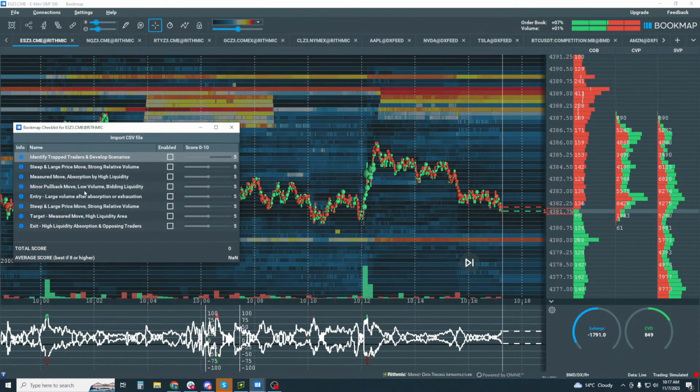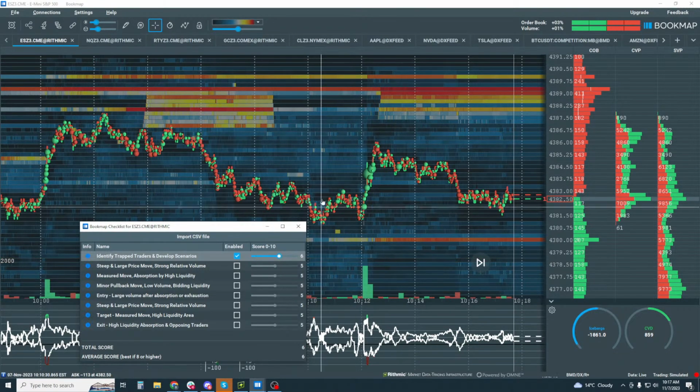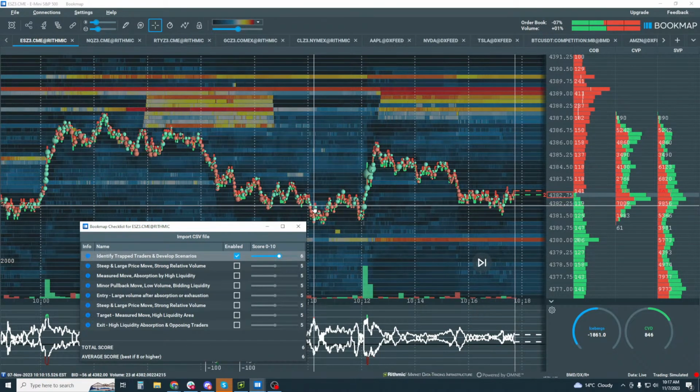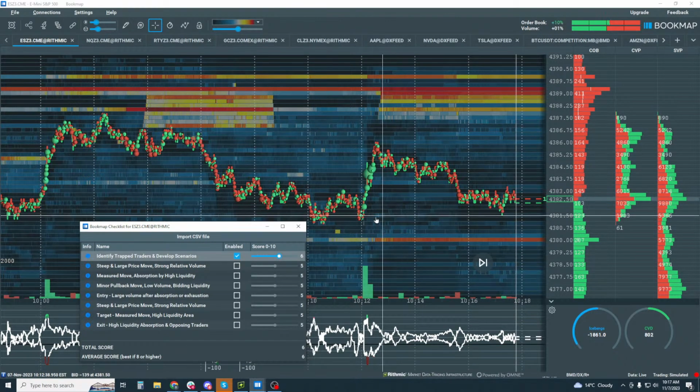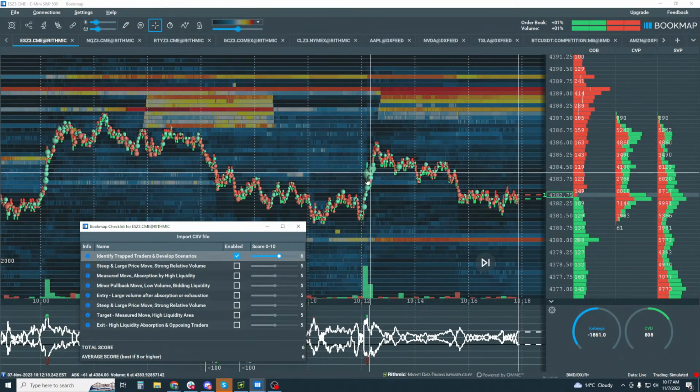I can start to go through and I can grade my pattern as well. So identifying these elements in here. Can I identify trap traders and develop scenarios off of those trap traders? So you can check mark it here and then give it a score, 1 through 10. How good does it look? Do I see a lot of trap sellers in this area in here? There's some. And you know, they're feeling the squeeze here.